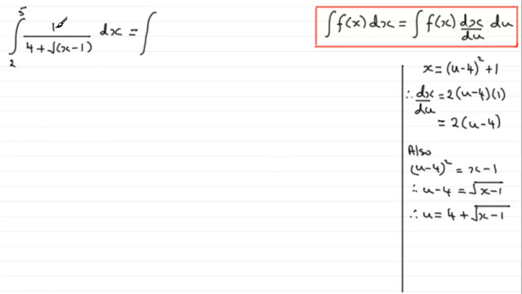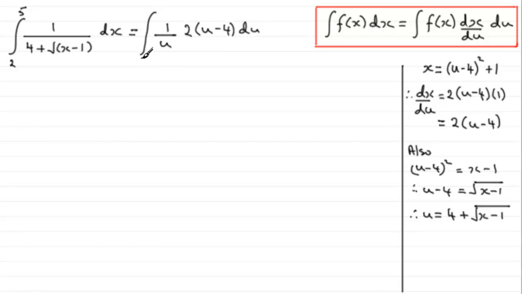So what we've got here then is 1 over u. So we'll just put that in as 1 over u. And it's multiplied by dx by du, which we've got up here as 2 lots of u minus 4. So we can put that in as 2 times u minus 4. And that's integrated now with respect to u. So I put du there.